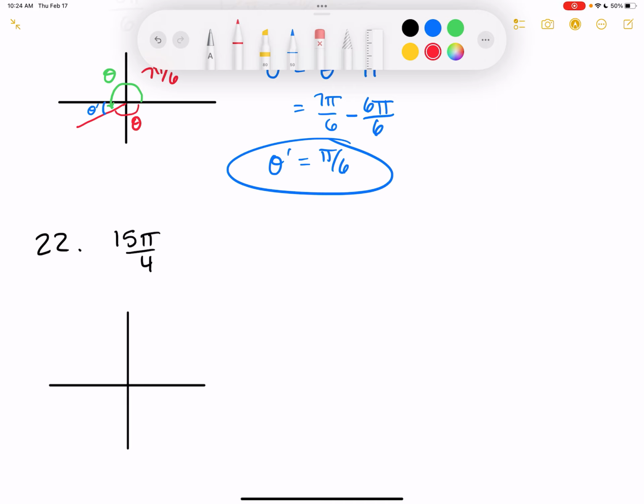Okay, so 1 pi over 4, 2 pi over 4, 3 pi over 4, 4 pi over 4, 5 pi over 4, 6 pi over 4, 7 pi over 4, 8 pi over 4. So I've gone around one full time. So 8 pi over 4, 9 pi over 4, 10 pi over 4, 11 pi over 4, 12 pi over 4, 13 pi over 4, 14 pi over 4, 15 pi over 4. Okay, so it's going to be down here.